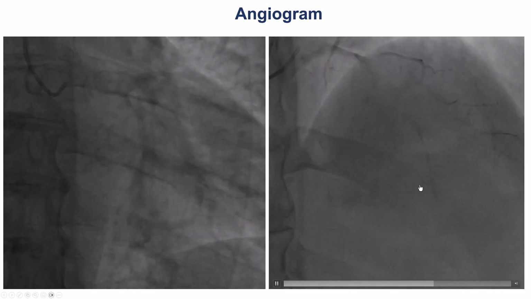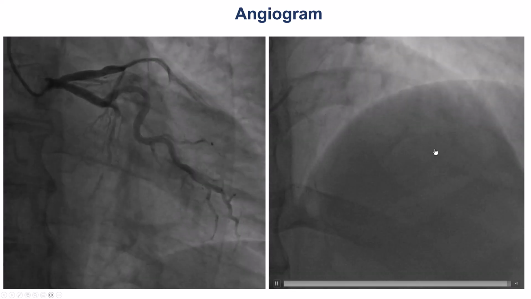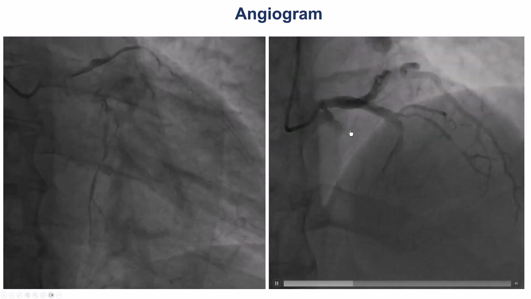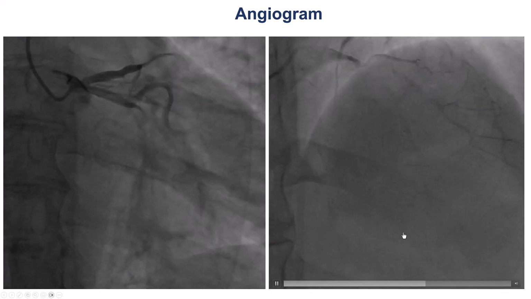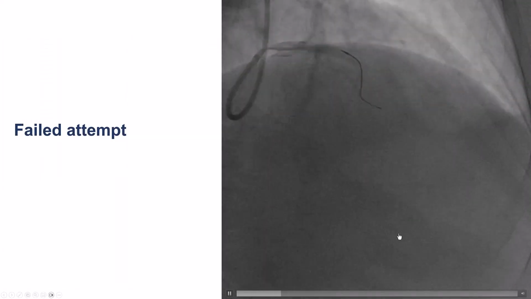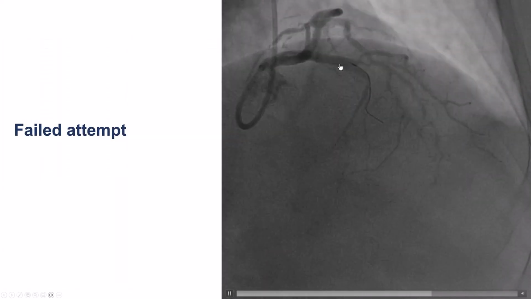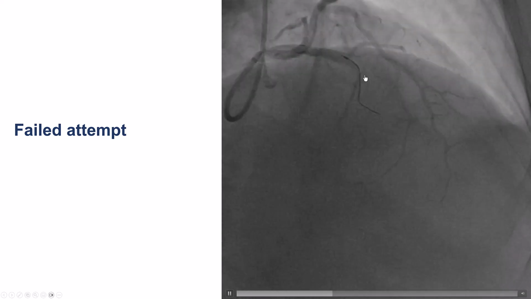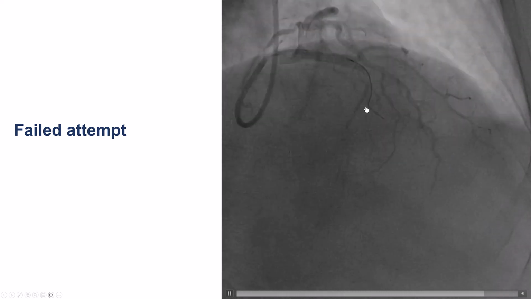but the patient has an LAD CTO with faint filling through ipsilateral collaterals. There are also some contralateral collaterals. And these are the images from the previous attempt. The wire kept on entering into the septal branch that was located at the proximal cap.